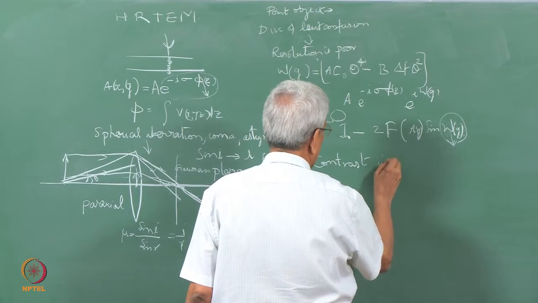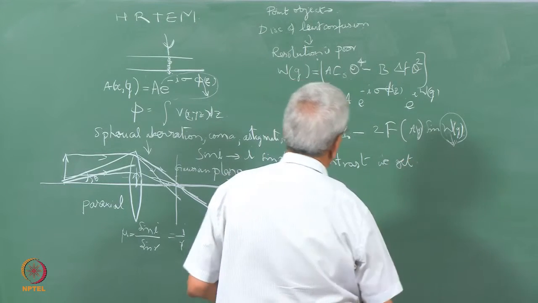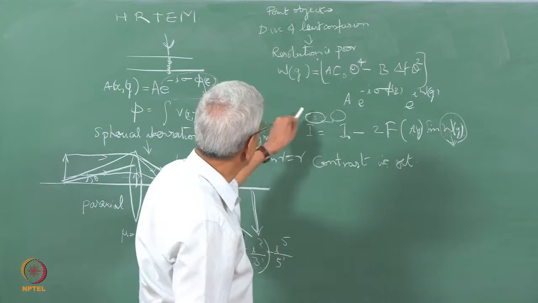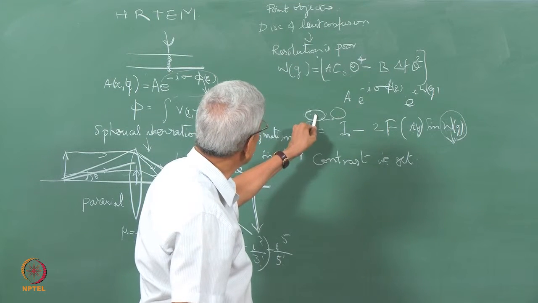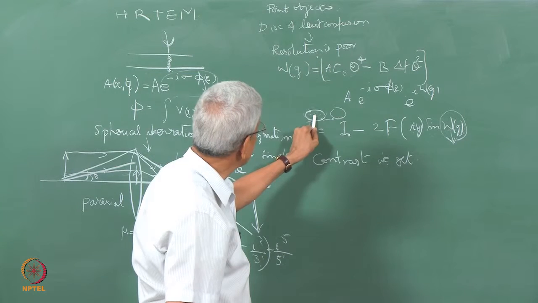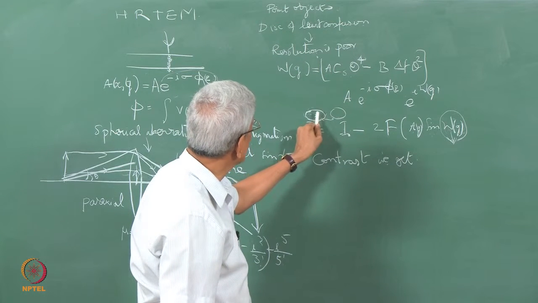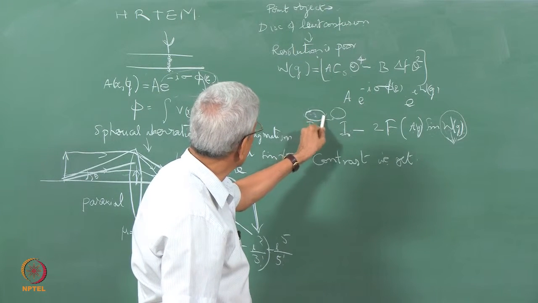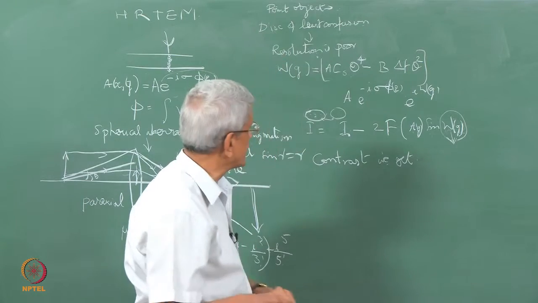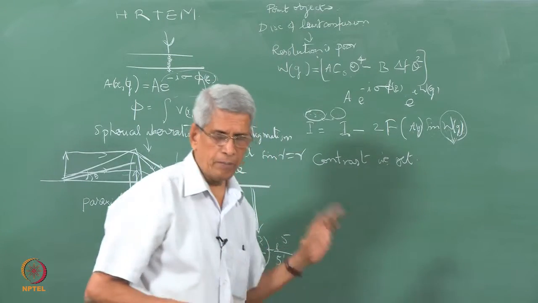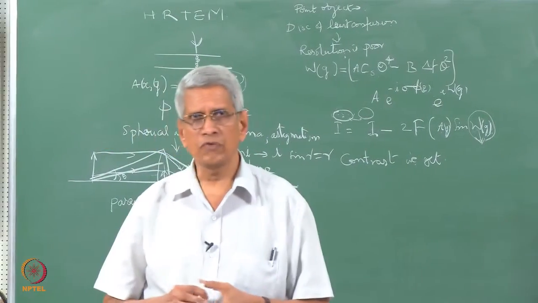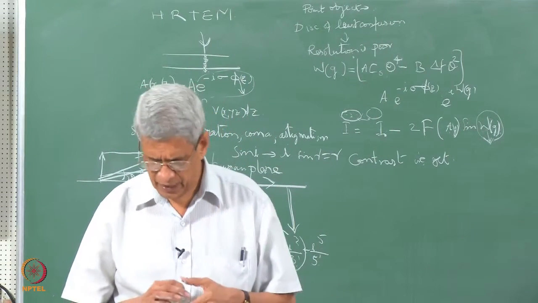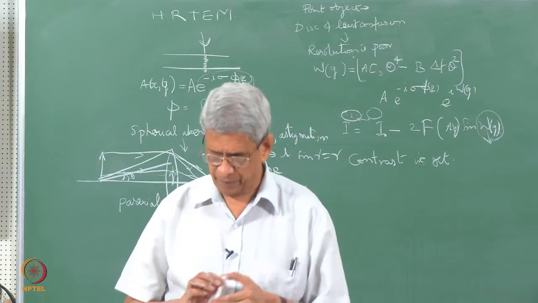So, the third part of it is that for a point object we get this sort of an image, and we cannot precisely tell where exactly the position of the atom is. From this image, trying to find out the exact position of the atom in that sample is going to be very difficult. These are all the problems which we encounter in conventional high resolution electron microscopy.